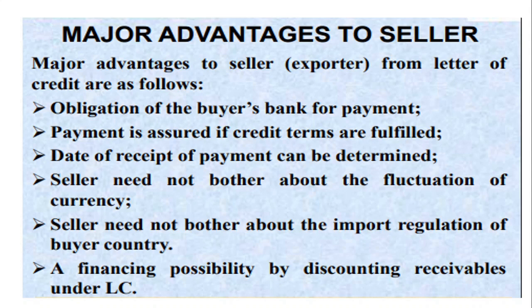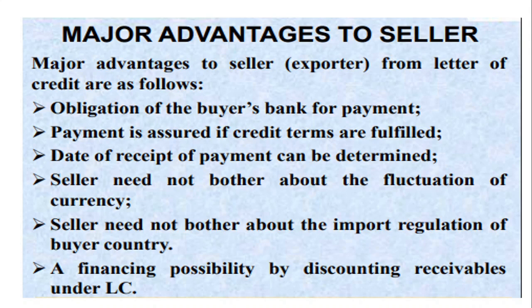The seller need not bother about the fluctuation of currency valuations if they go up and down, foreign exchange. So it can be a term and condition where the seller is willing to sell the goods at a particular price at a particular rate of conversion. When the rate of conversion is clearly defined, you don't have any risk. You need not worry about market changes. The seller need not bother about import regulations of the buyer's country.